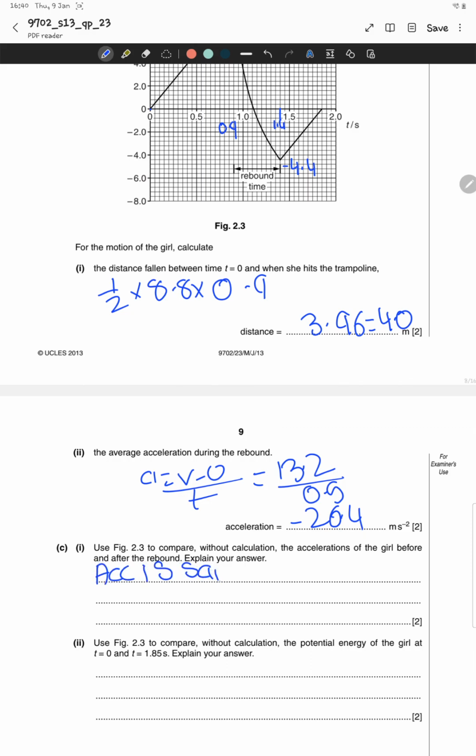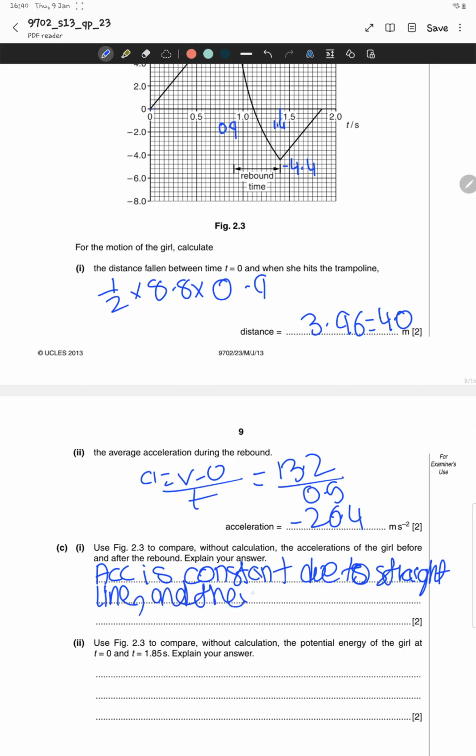So first of all, acceleration is constant because of the straight line. And then the accelerations are the same. They are the same because the gradients are the same.